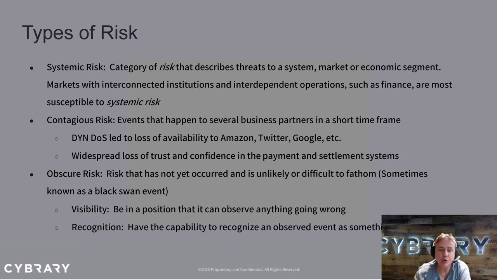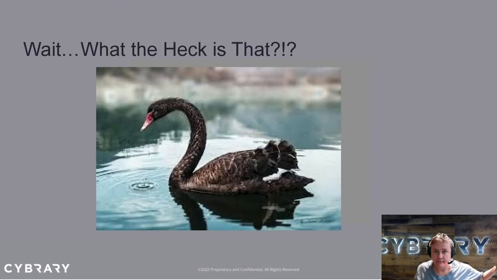Now, these obscure risks are sometimes called black swan events, because as everybody knows, swans are white. All swans are white. There's no other color of bird that would be classified as a swan other than a white swan. Swans are white. Oops. What's that? Well, apparently swans can be black too. Who knew? That's how these risks happen. We think we've got everything covered. We're prepared. We're good to go. And then something shows up that was unexpected.